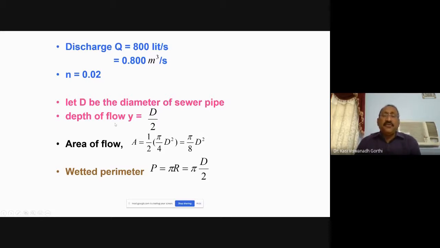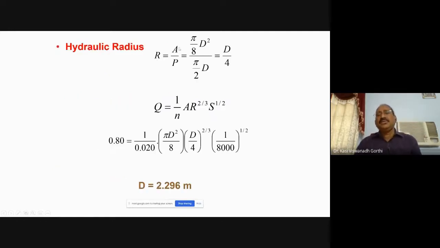So the depth of flow is given, half full. So Y is equal to D by 2. Cross-sectional area of the flow section or wetted area would be half of the area of the circle. So pi by 4 D square into 1 by 2. Pi by 8 D square is the wetted area. Wetted perimeter is, once again, half of the perimeter, pi R or pi D by 2. Wetted area by wetted perimeter gives you hydraulic radius. R is equal to A by P, which is equal to D by 4.